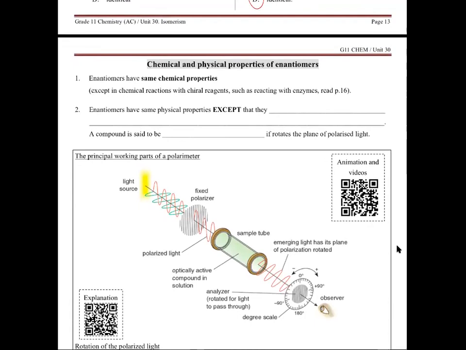So for enantiomers, you need to know that they have the same physical properties, except that they rotate a beam of plane polarized light in the opposite direction. Okay, so please write with me.